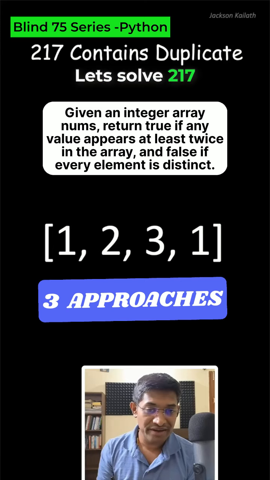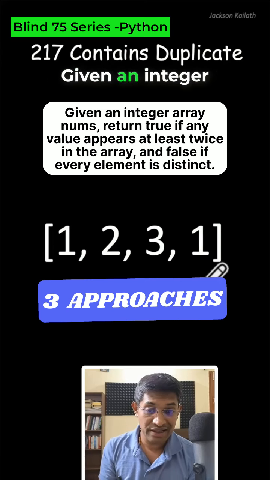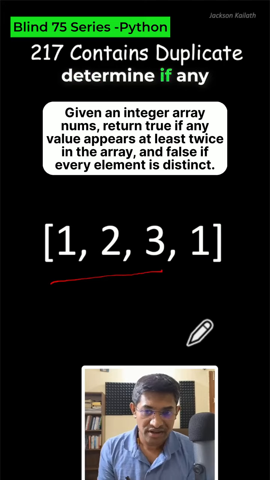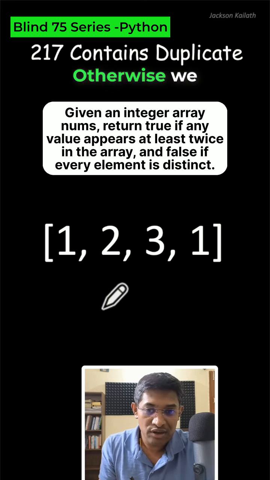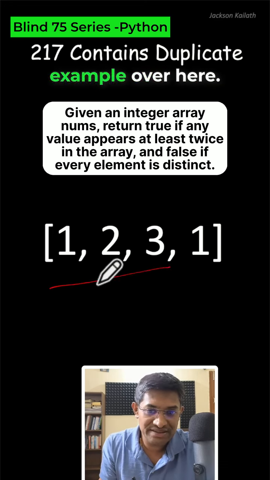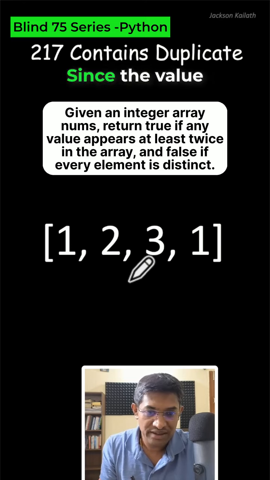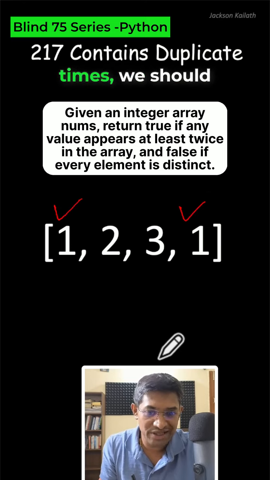Let's solve 217, Contains Duplicate. Given an integer array, we need to determine if any value appears at least twice. If so, we return true, otherwise we return false. Let's use this example over here, 1, 2, 3, 1. Since the value 1 appears 2 times, we should return true.